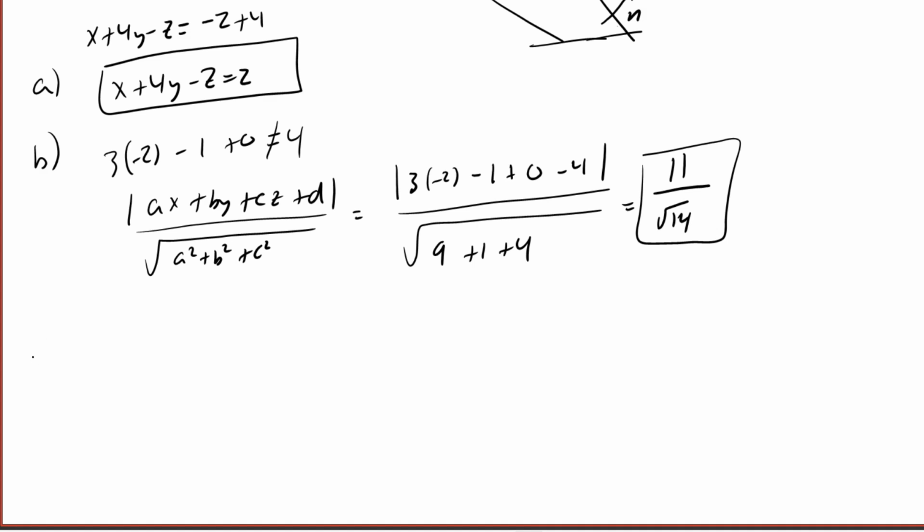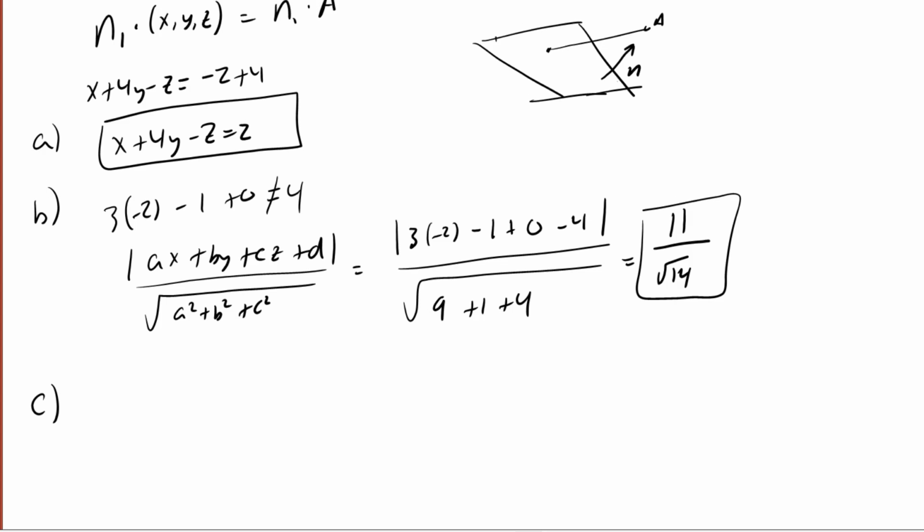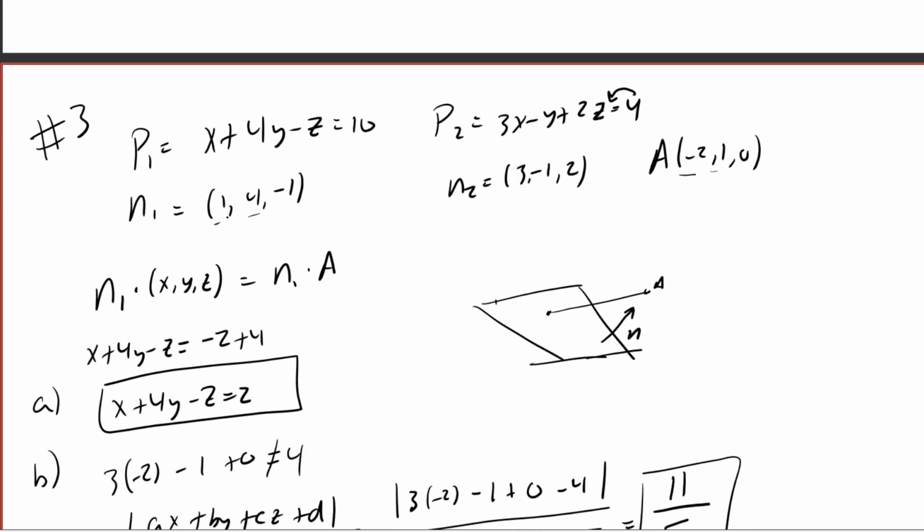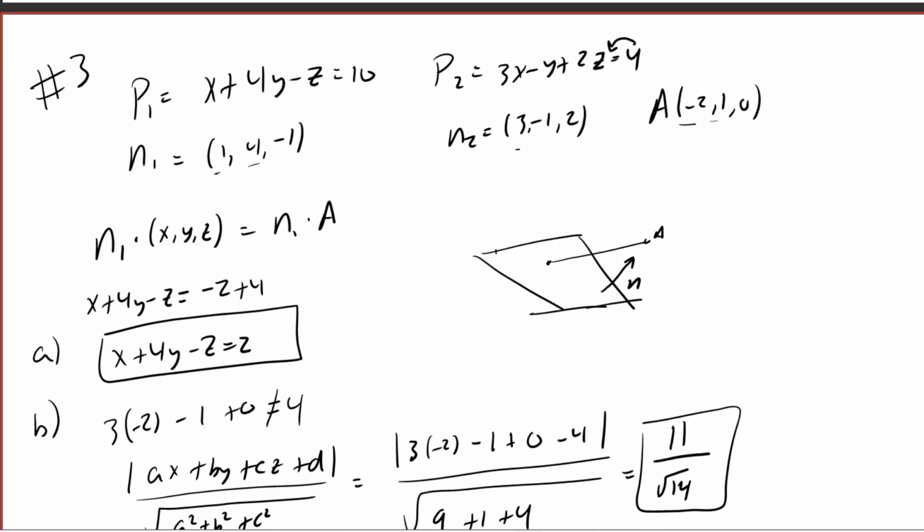Okay, C. Determine whether P1 and P2 are parallel. If not, find the symmetric form of the line of intersection. So this is not a multiple of that. Hopefully that's easy to see. Right, so if it was, this would be 3 times whatever this was, if we just look at the x component. But it's not. We go to 4, and 4 times 3 is not negative 1. So they're not parallel.